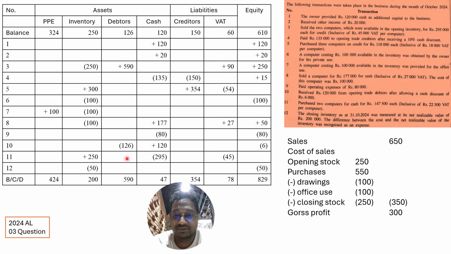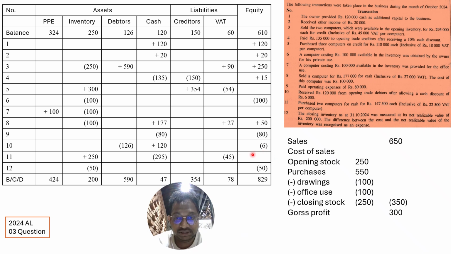And the 10th one, received 120,000 from opening trade debtors to settle, allowing 6,000 discount. So debtor should minus 126, but the cash should increase by 120, and the discount that you allow to the debtors is an expense, so that should minus from the equity.